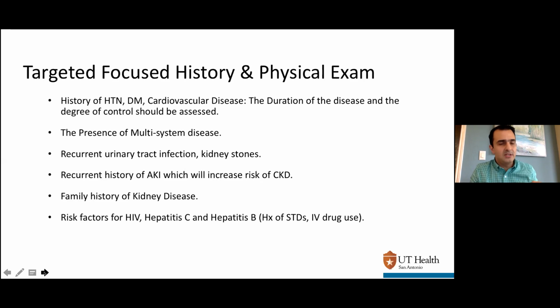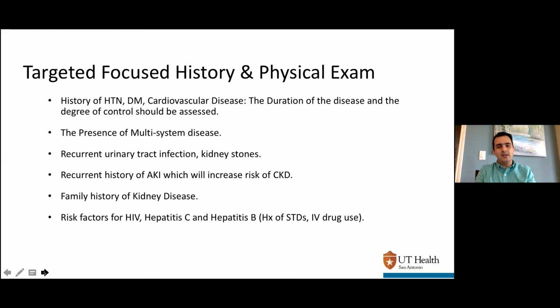If you biopsy these patients, even with normal labs resembling their baseline, you're going to find some degree of fibrosis or kidney damage that you don't see on the lab. Assess for a family history of kidney disease and, of course, risk factors for HIV, hepatitis B, and hepatitis C. IV drug use is very common in our patient population.